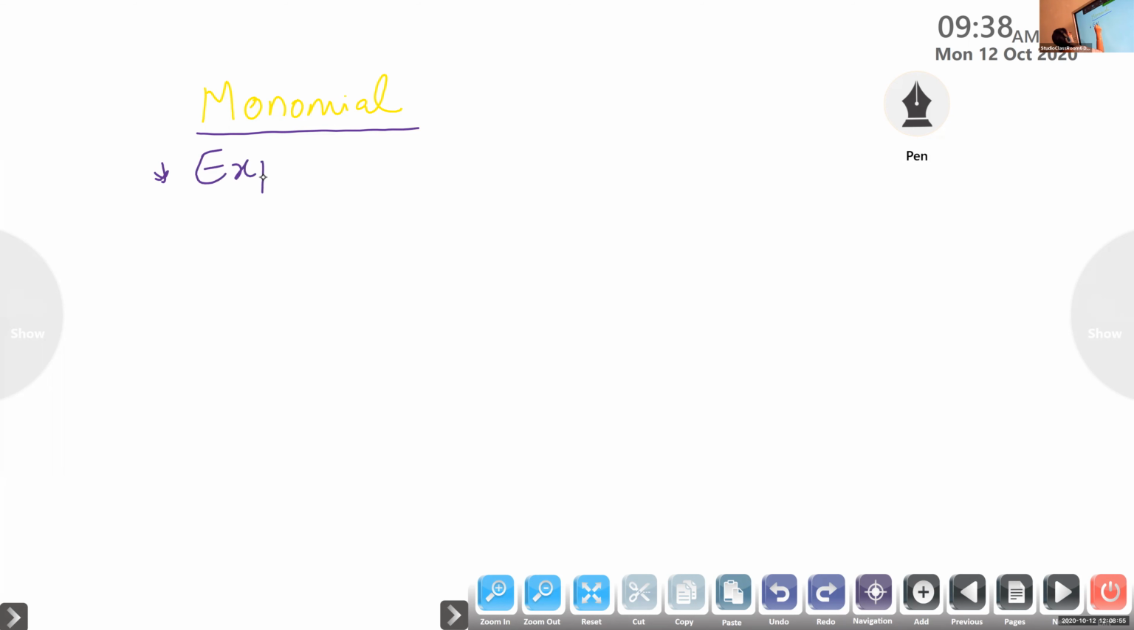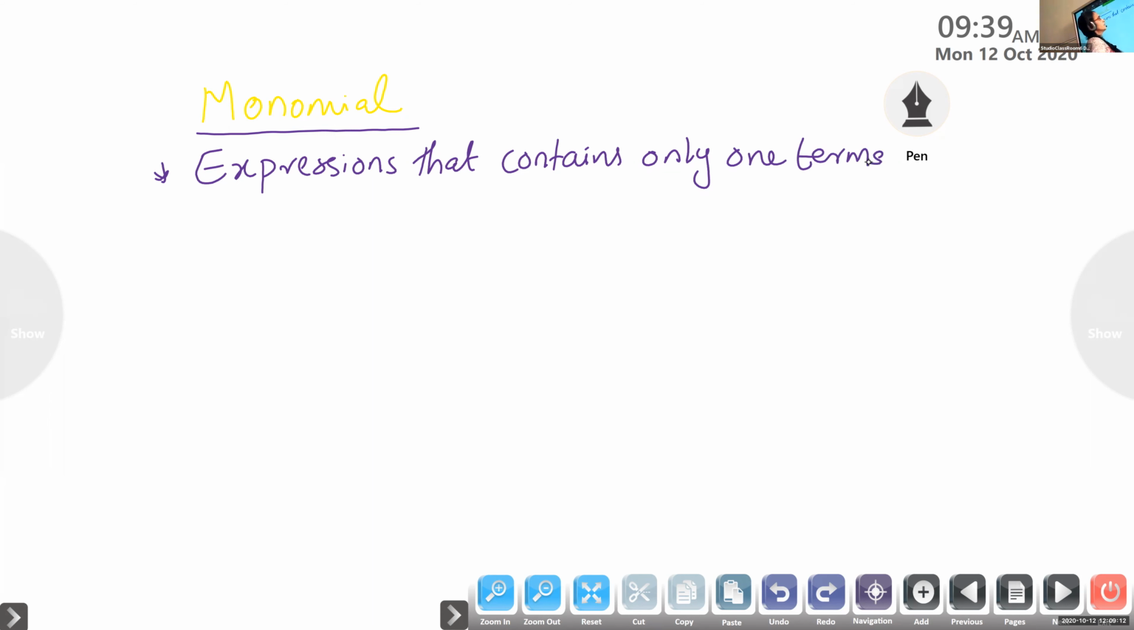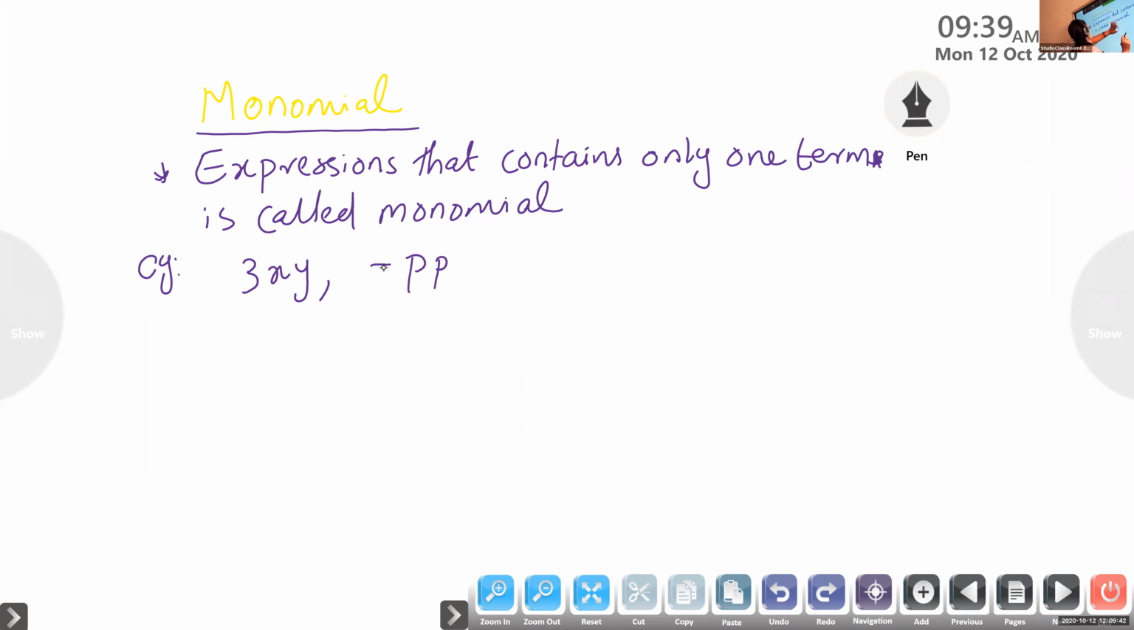Expression that contains only one term is called monomial. Examples are 3xy, negative 7p square, 2x square y. All these are examples for monomials.